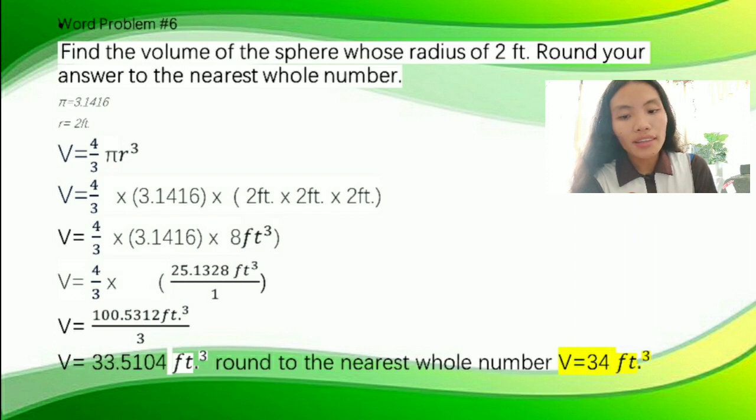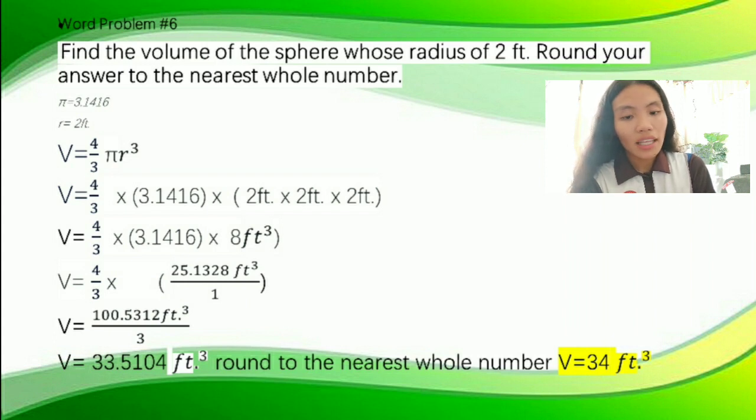So, 4 times 25.1328 feet cube is equal to 100.5312 feet cube. Then 3 times 1 is 3. So all you have to do is to divide. So the answer is 33.5104 feet cube.